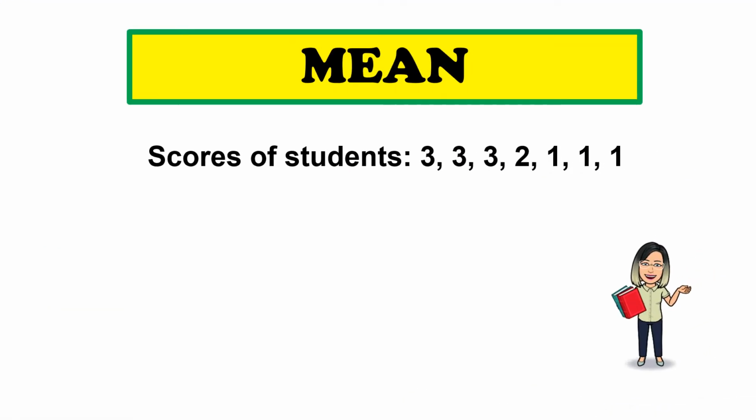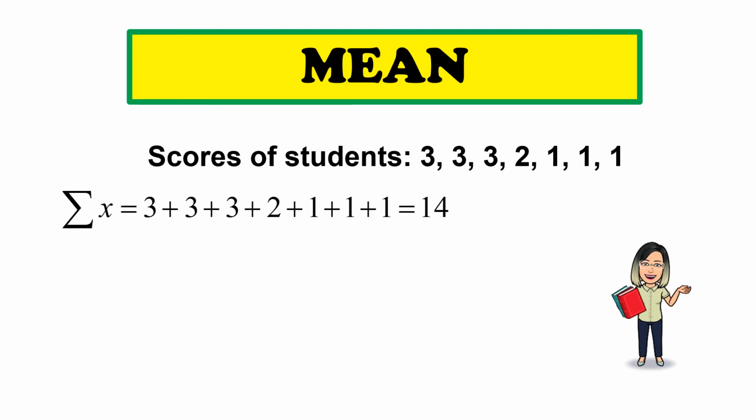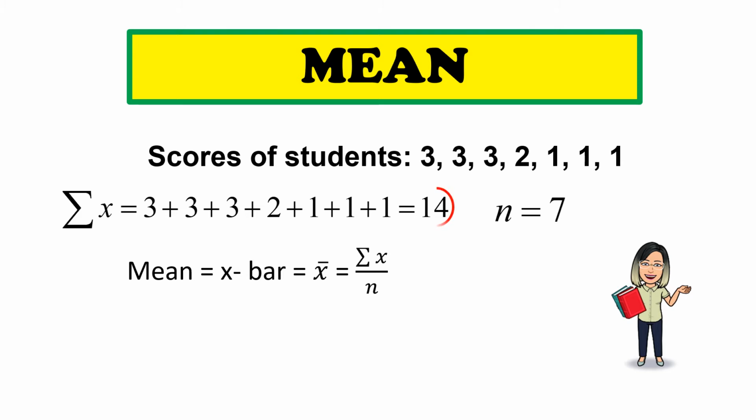So we need to find the mean of the students' scores. The scores are 3, 3, 3, 2, 1, 1, 1. First, we find summation of x. Summation of x is 14. Then we find n. N is 7. Then, write the formula summation of x over n. What is summation of x? Summation of x is 14.